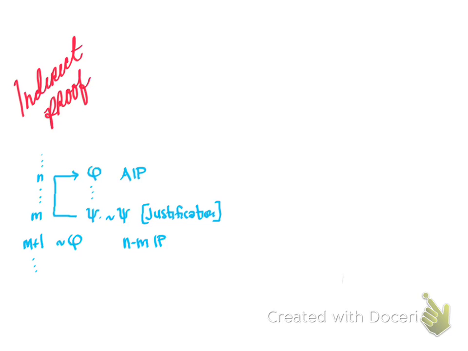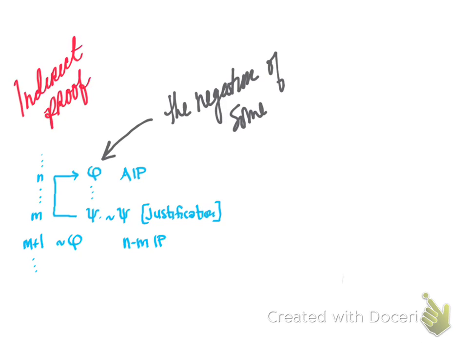Now, what do you want your assumption to be? Usually, you're going to have some strategy in mind. There's going to be something you want. So the AIP you should choose is the negation of something you want to prove or derive for the sake of proving something else.